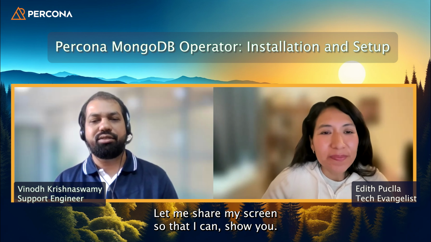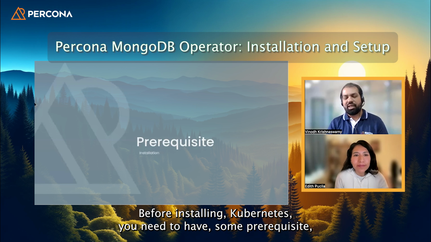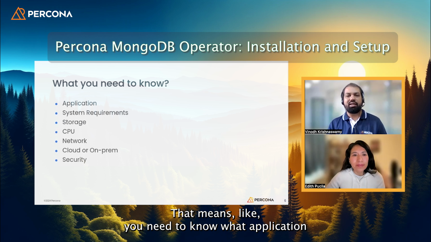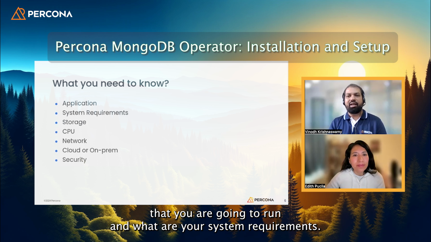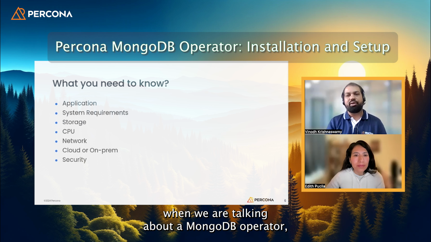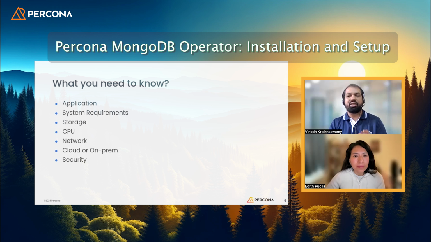Let me share my screen so that I can show you the presentation. Before installing Kubernetes, you need to have some prerequisites attended to. That means you need to know what application you are going to run, and what your system requirements and application requirements are. For example, here, when we are talking about the MongoDB operator, we need to know what your application is going to need. Does it need a replica set or a sharded cluster?